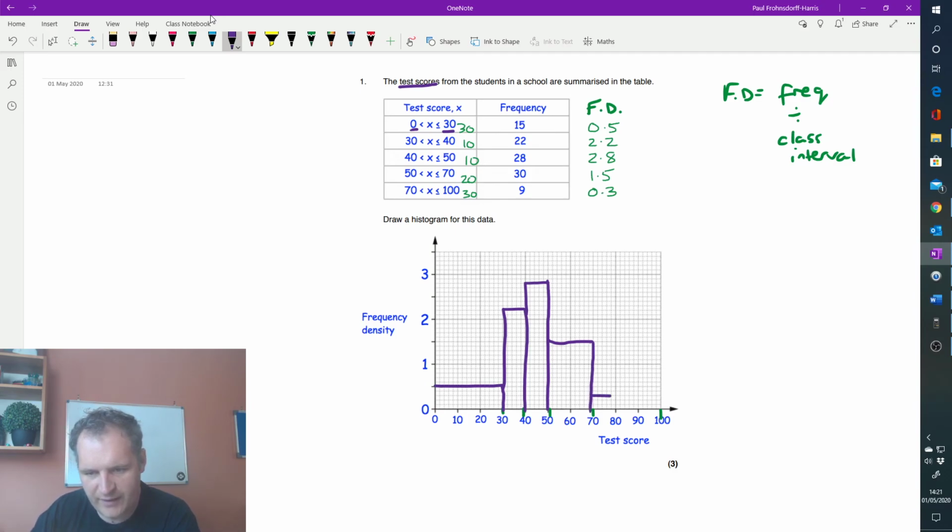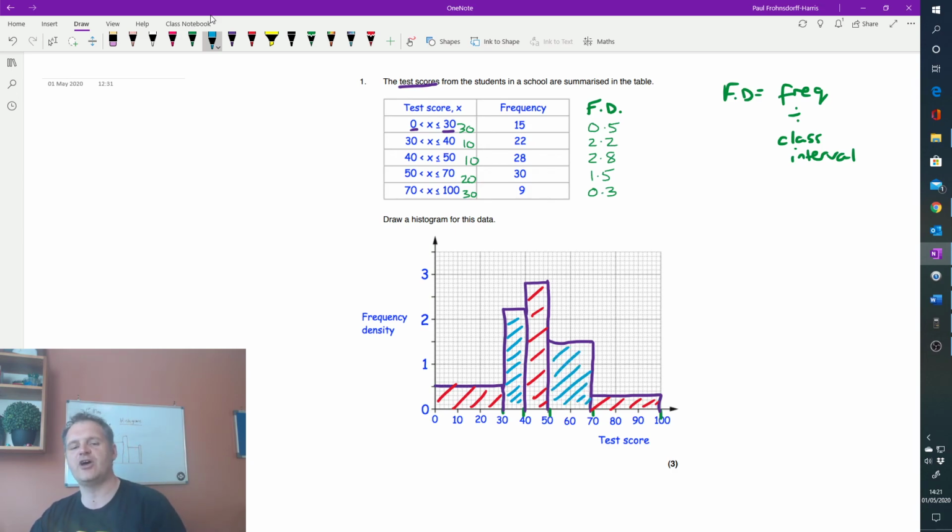And we have here a completed histogram. Remember, if you're ever working backwards and you want to know what the frequency is from the histogram, find the area by multiplying the frequency density by the gap, and that will tell you what the individual frequencies are. That's how you work backwards and interpret them.